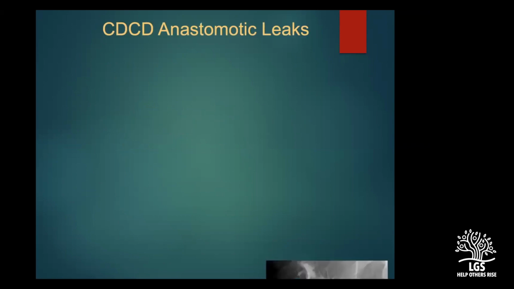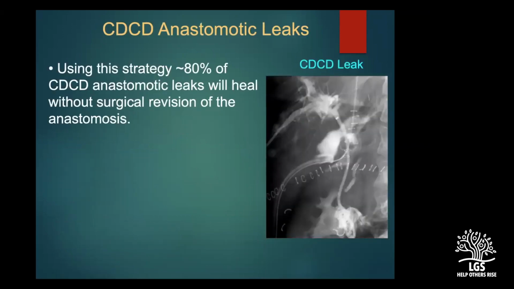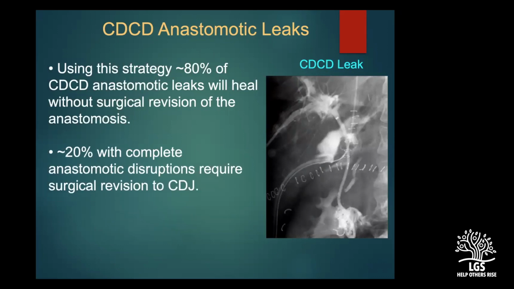And if it is an anastomotic, sorry, I don't know why the slides are repeating. 80% of the anastomotic leaks will heal without any surgical revision of the anastomosis. So we all know about that. So there is no need to go for revision of the anastomosis, because majority of these leaks will heal, provided we drain it and we kind of divert the bile flow. And 20% with complete anastomotic disruptions, of course, require surgical revision to CDG, but majority of them, they can be sorted with interventional radiology procedures.